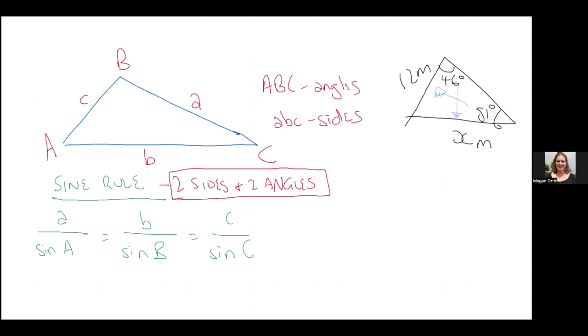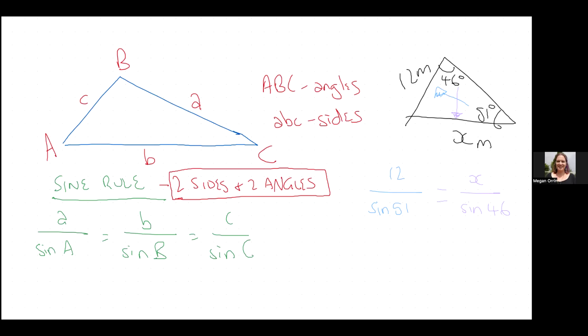So let me write this as a rule. I'm going to color code it for you. So 12 over sine 51, because these are the matching ones, right? They're opposite each other, equals X over sine 46. All right, so what I've done is these two are opposite each other and these two are opposite each other. Side over sine of the angle equals side over sine of the angle. You got me so far? All I'm doing is substituting in the information I have. What do you do always when you have two sets of fractions like this that equal each other? What do I do with them?